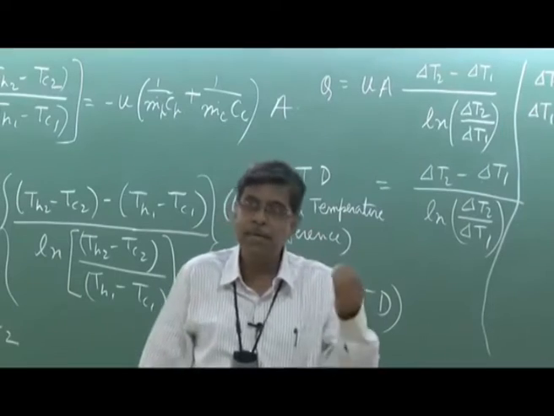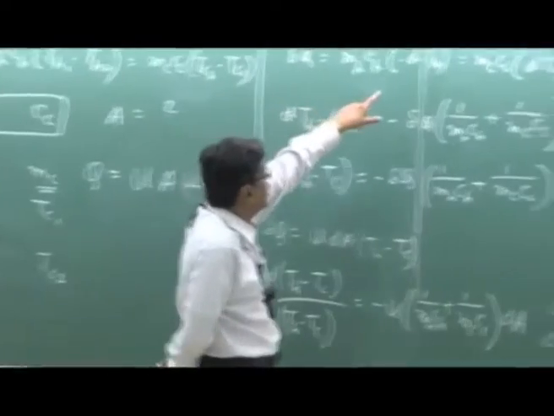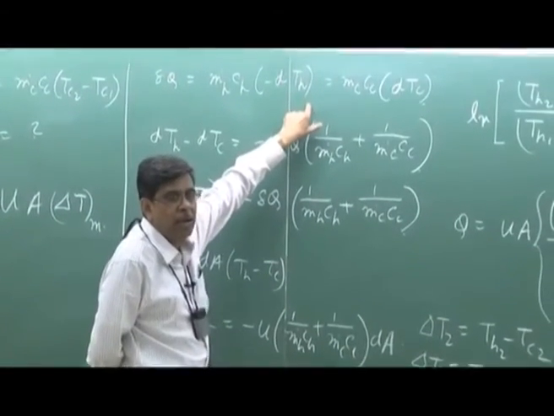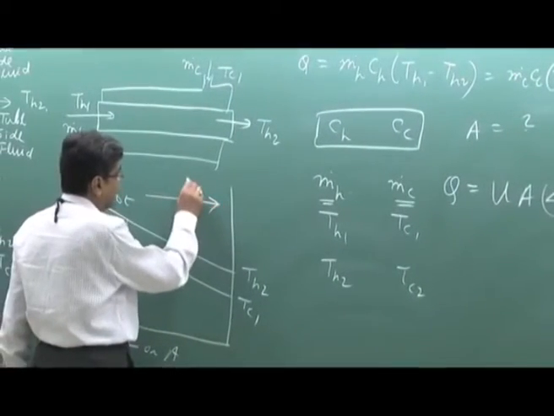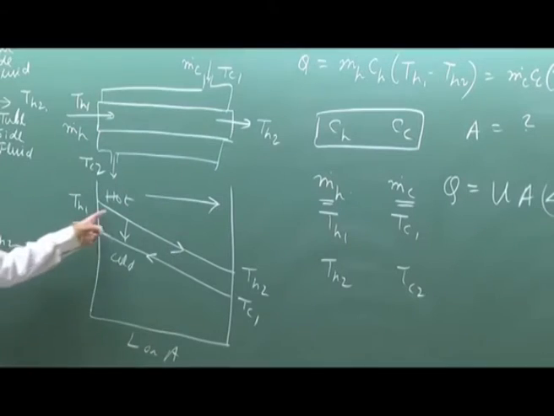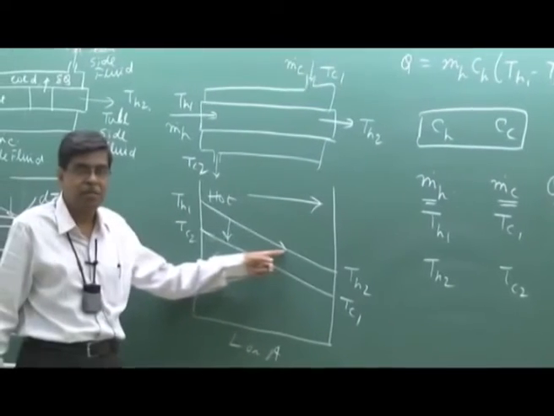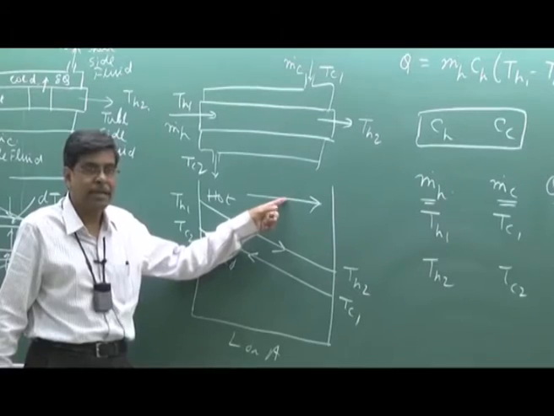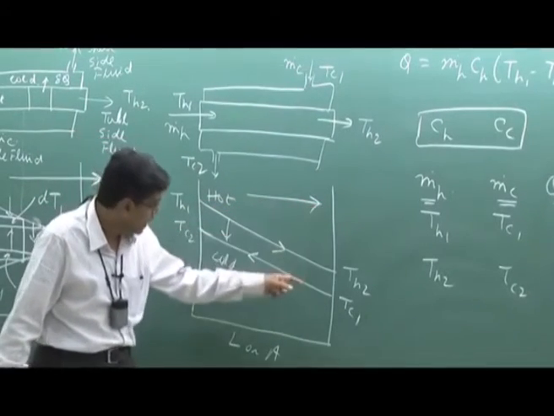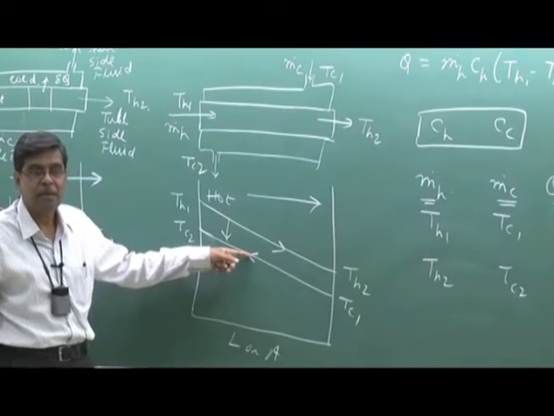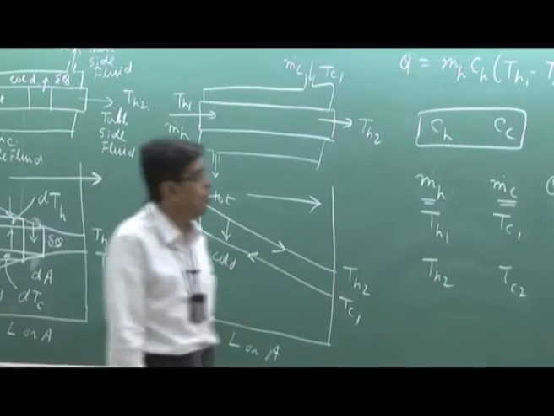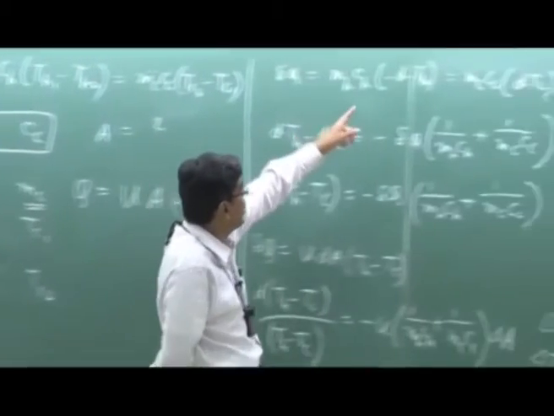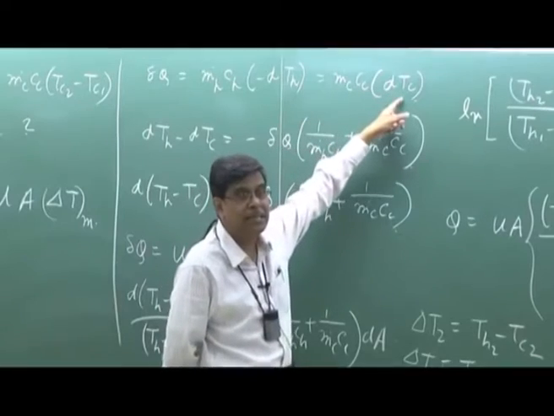How to do it? Very simple. I tell you the catch because I will not waste time. Here in this equation, if you take one prescribed direction as positive, then DTH will be minus because it decreases in this direction. Take the flow direction of the hot fluid. Then DTC will also be minus, because this is increasing in the negative direction. So both the things will be minus. It will be minus DTH, it will be minus DTC.